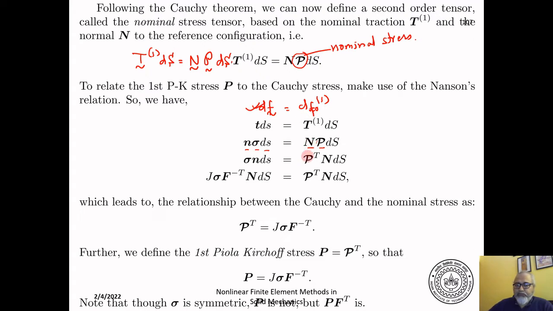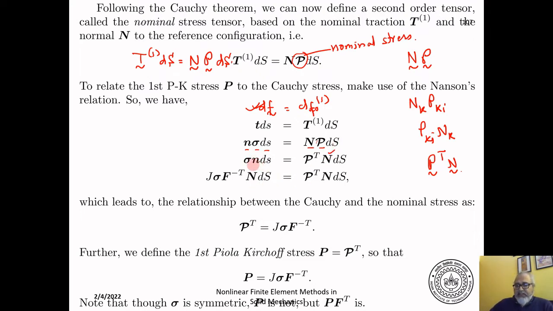this definition. And then, because sigma is symmetric, n sigma can be written as sigma n. NP can be written as P transpose n. That's easy to see. N times another second order tensor. The ith component of that is n_k P_ki, which can also be written as P_ki times n_k, which when converted to vector form would be P transpose n. So NP can be written as P transpose n. That's what we have done here.